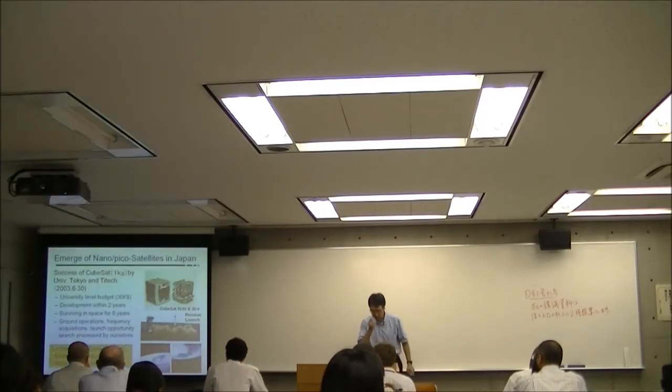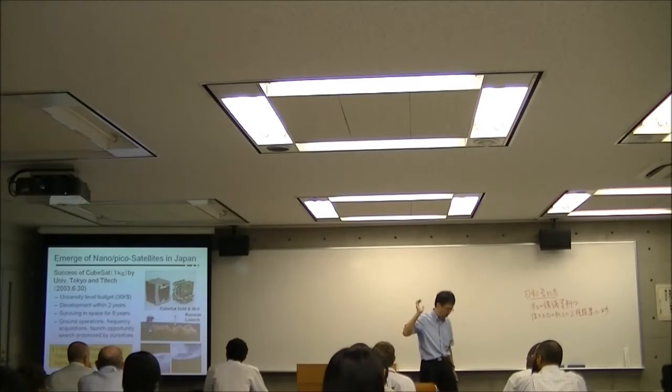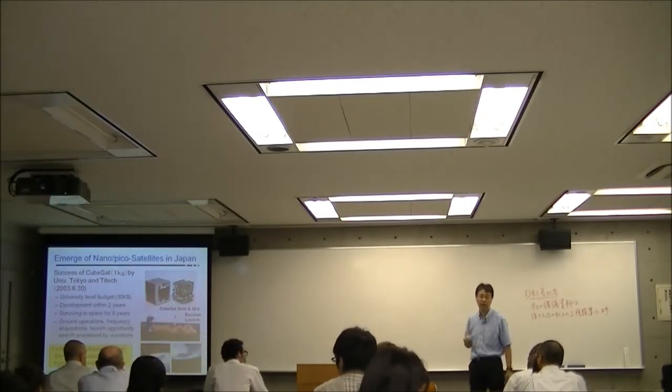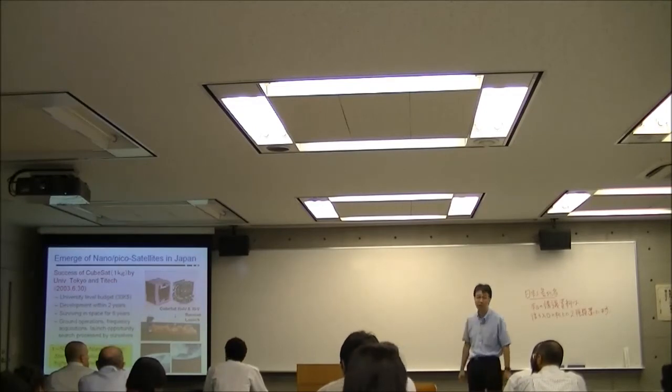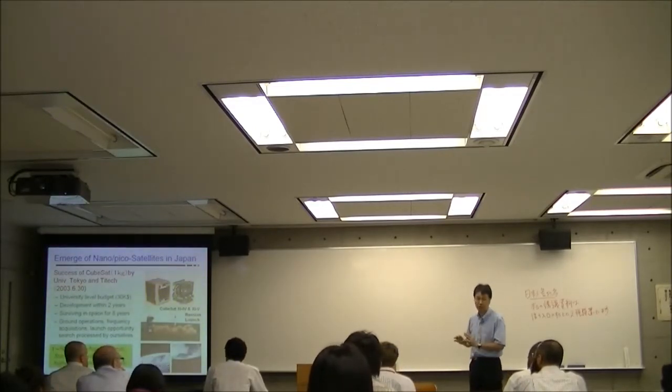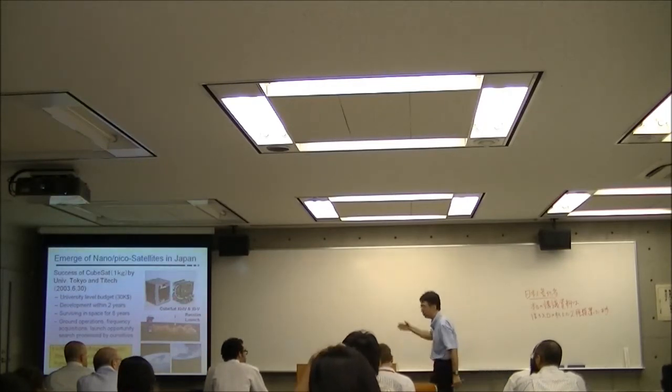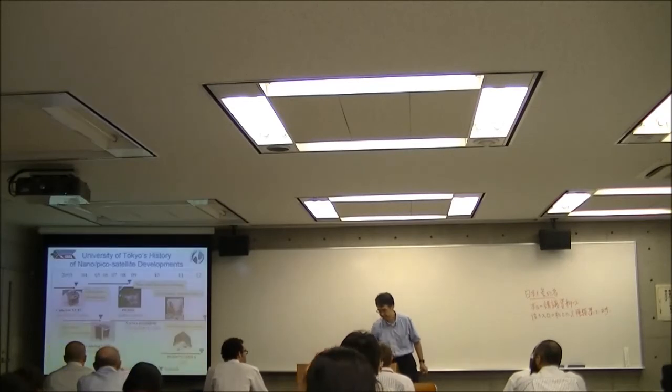Triggered by the success of the two universities' CubeSats, many universities in Japan started CubeSat or larger satellite development, primarily for educational objectives, but some universities are now building more practical satellites beyond education. This is the current status of Japan.